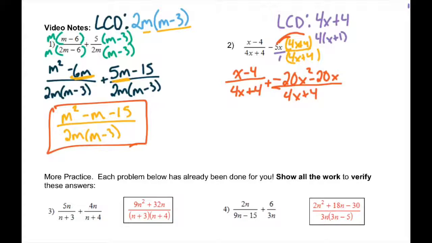So I have x minus 4 on top left. I've got this piece on the top right. So we're going to combine like terms. The x squared term, there's only the negative 20x squared. We've got a positive x and a negative 20x. Makes negative 19x. Then a minus 4. All over 4x plus 4. And that's it.